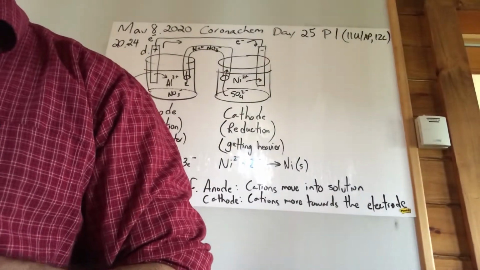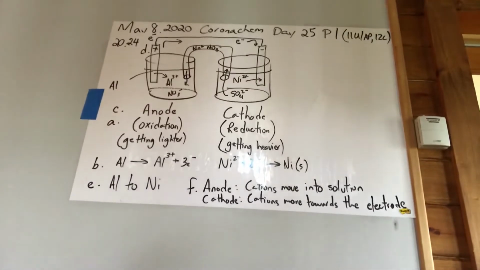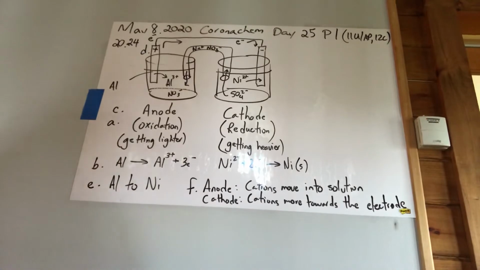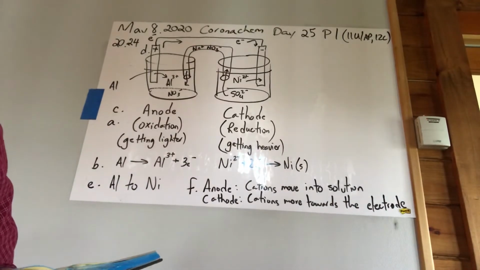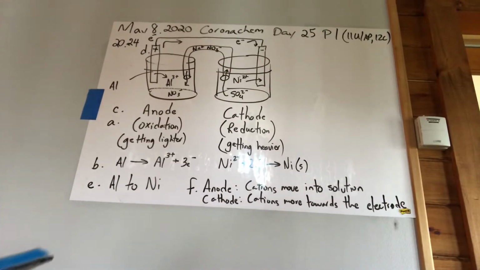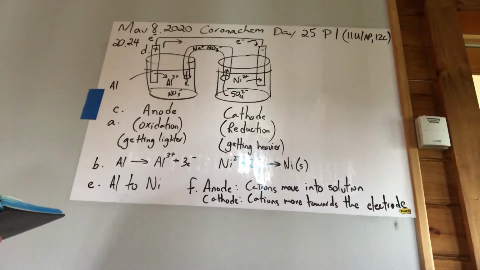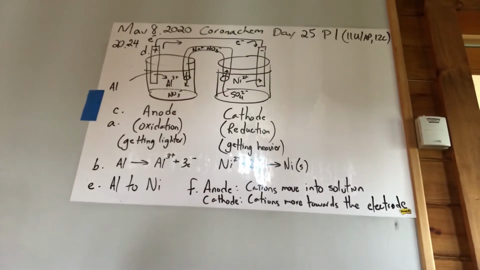Okay, the next question is, I really need a second table. The next question is 20.34 A, B, C, no. Is it 34? Because I remember a last minute decision, yes. 20.34 A, B, C, D. Using the data in Appendix E, calculate the standard EMF for each of the following reactions. So, okay, 20.34 it is.